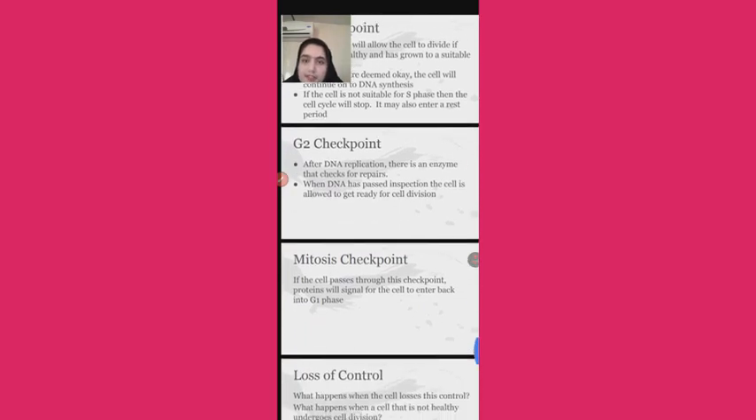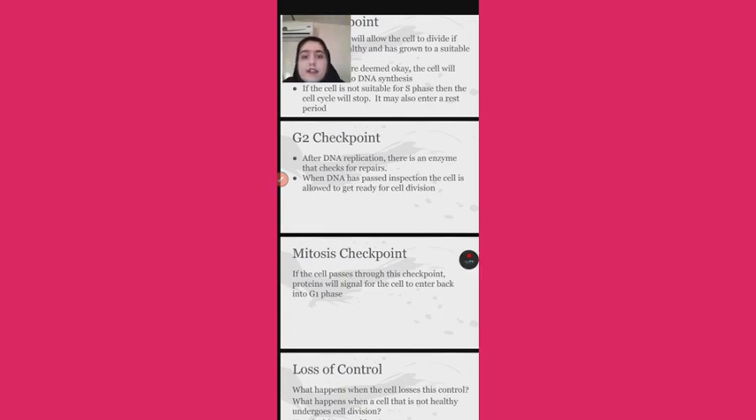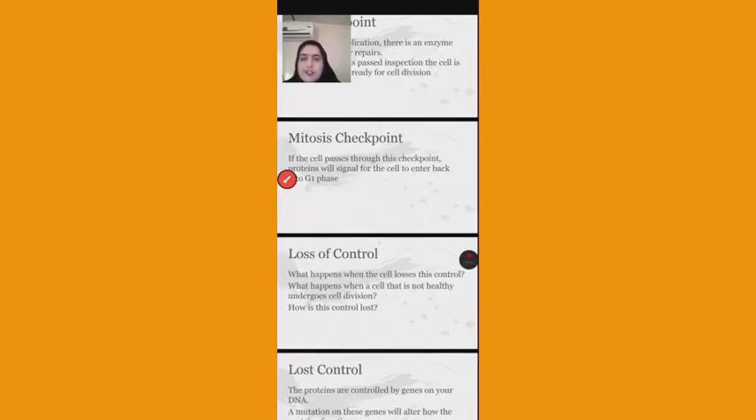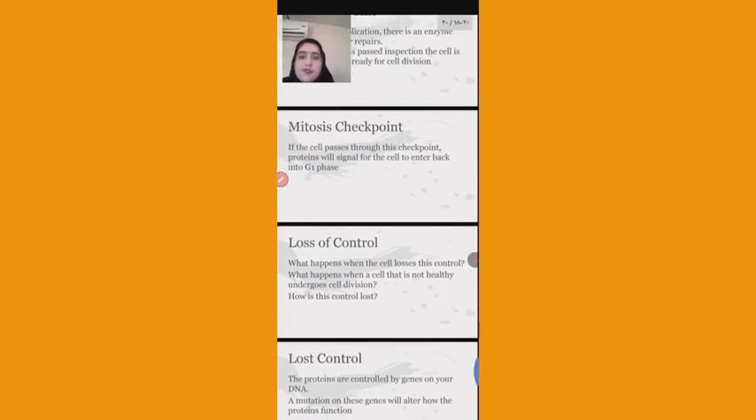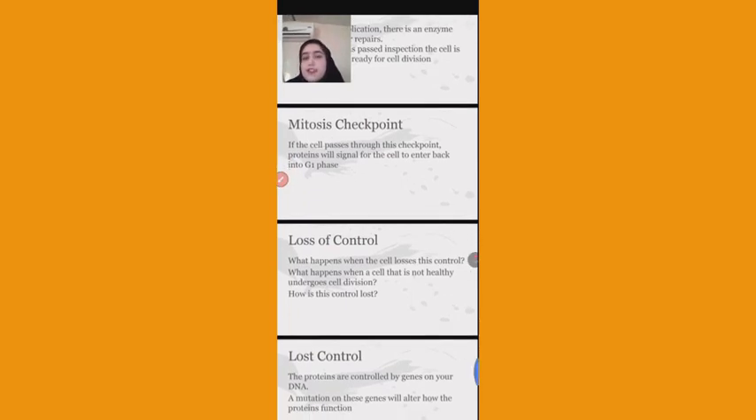G2 checkpoint. After DNA replication. What is replication? It means the action of copying or reproducing something. Okay, there is an enzyme that checks for repairs. When DNA has passed inspection, the cell is allowed to get ready for cell division. Mitosis checkpoint. If the cell passes through these checkpoints, proteins will signal for the cell to enter back into G1 phase.